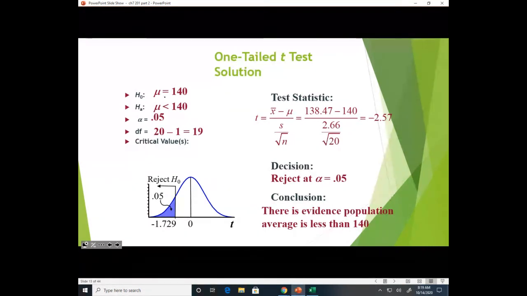Our null was mu greater than or equal to 140. Alternative, mu is less than 140. Alpha at 0.05. Degrees of freedom is n minus 1, 20 minus 1 equals 19. We're looking at a less than, so we're looking at the lower tail. All the area of the critical or rejection region is in one tail. So we can reject the null because our t statistic exceeds our critical value. So we reject the null at 0.05.